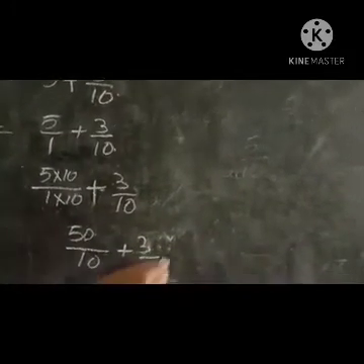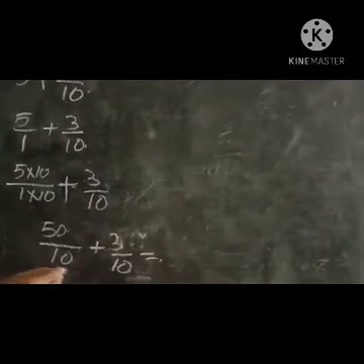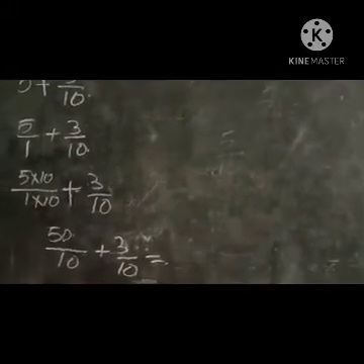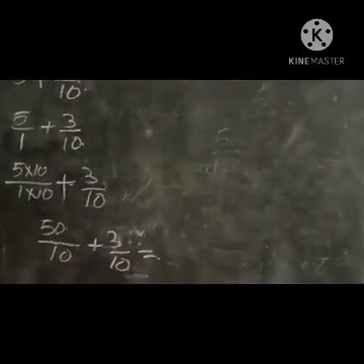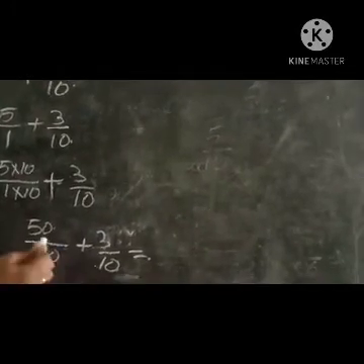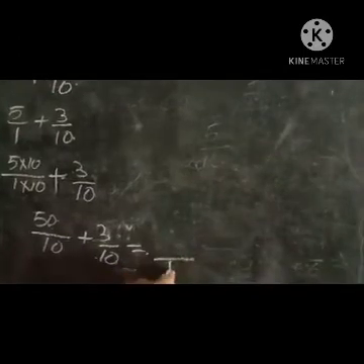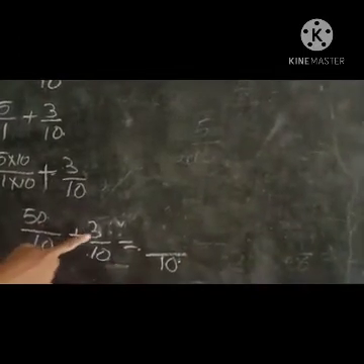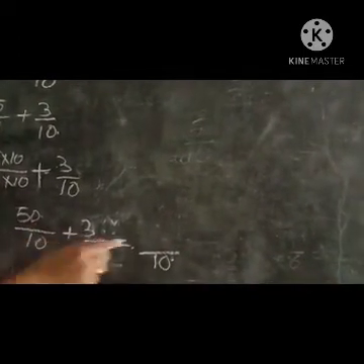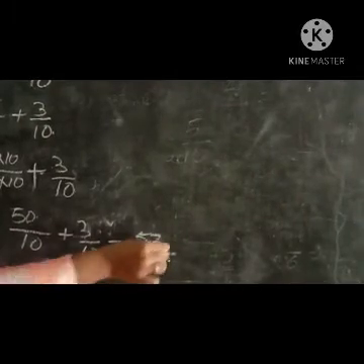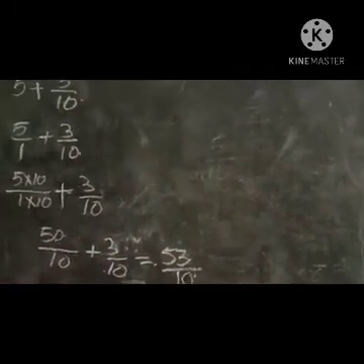See here, we know very well this one. This is a like fraction. Here like fraction addition is there, means what we have to do here? Yes, just we have to add the numerator numbers only. Denominator is a common number, no? Just write here 10. 50 plus 3 is equals to 53.